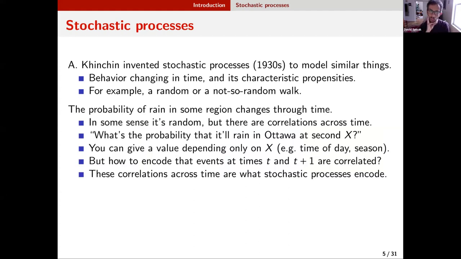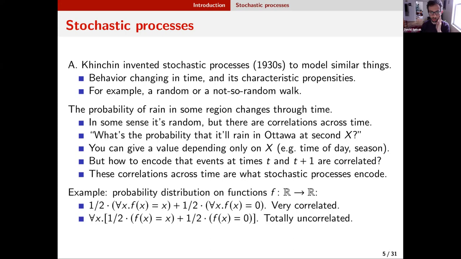But for example, outside of Go, you would see this all the time. You would see the probability of rain, for example, in some region changes through time. And you could say, what's the probability that it's raining? And think of that as just a standalone event. The chances of raining at second X could just be, you look at the time of day and the season and you get a number. But you might want to encode that events at time T and events at time T plus one are correlated. If it's raining at time one and three, it's probably raining at time two. And that's what stochastic processes are supposed to encode, these correlations across time.